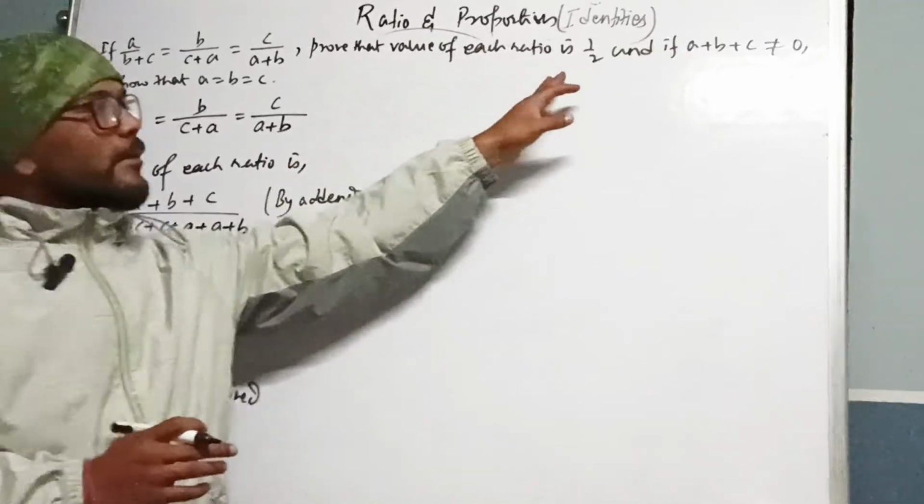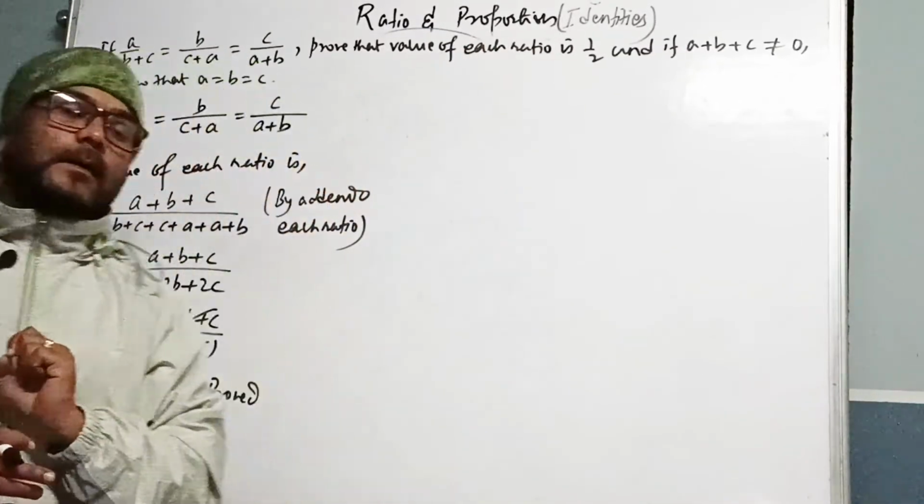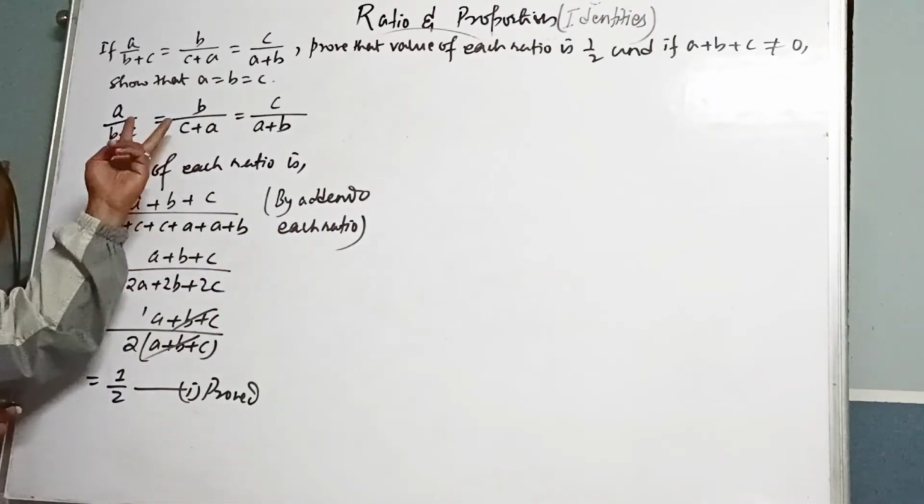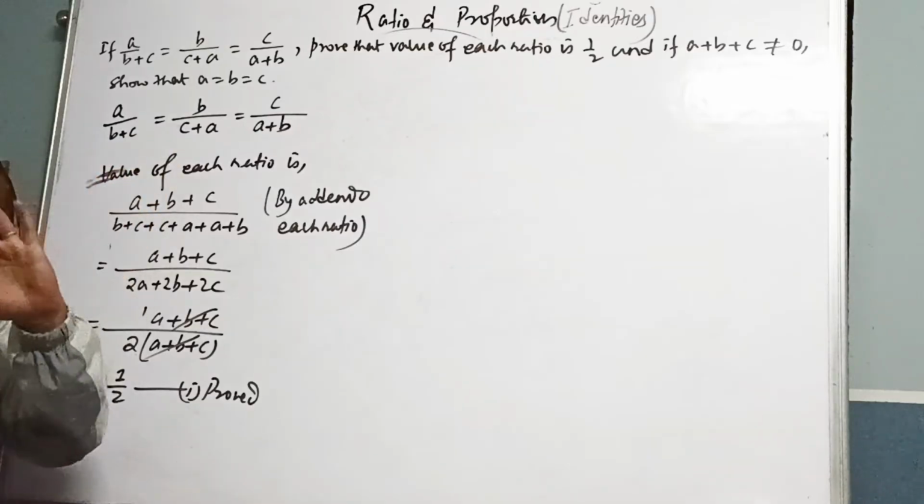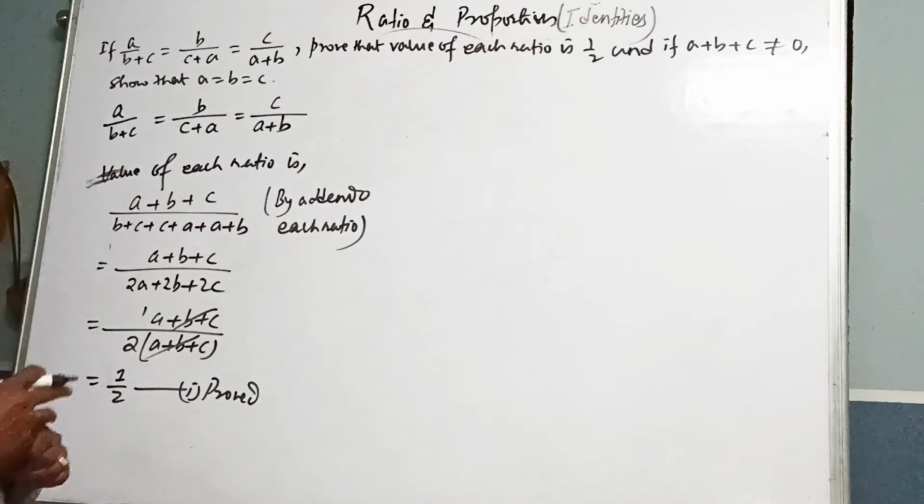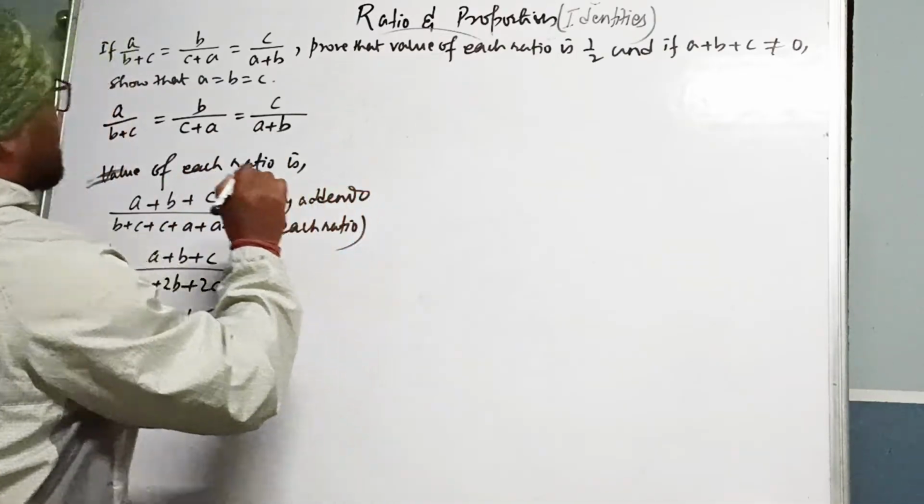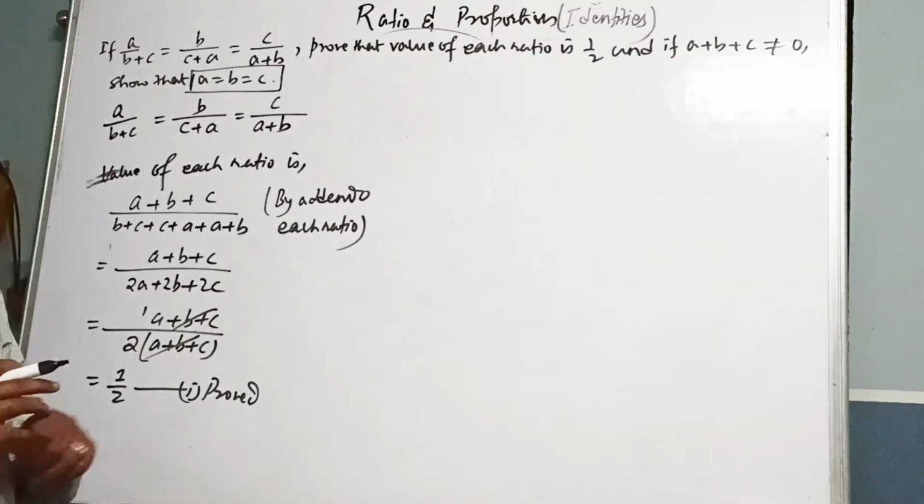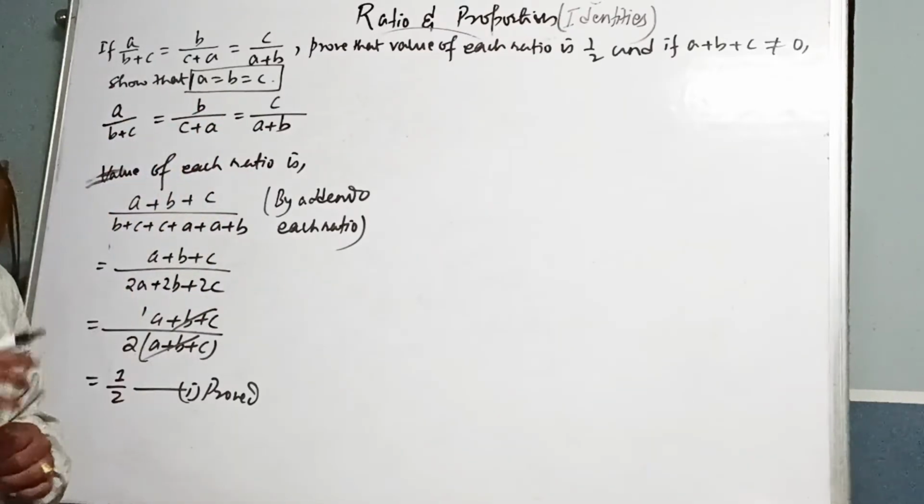But in case the question asks you for the value -1, you have to use the subtend do each ratio. You just consider two ratios and subtract the numerators and denominators, and you will get the value as -1. Now the main question: you are supposed to prove that a equals b equals c, which is very important.